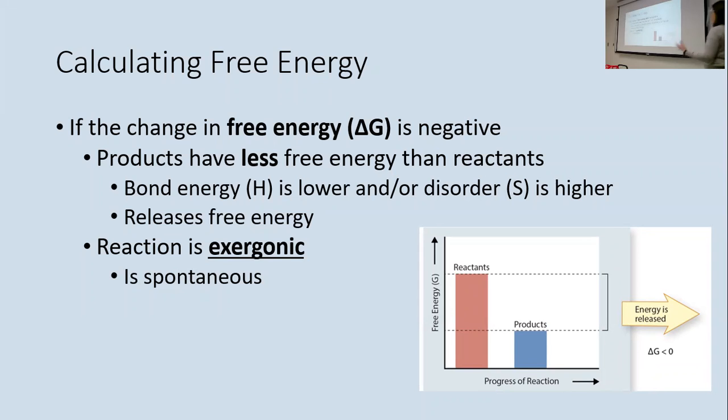And because we're going to release energy, we don't need energy necessarily to make it happen. That's going to be a spontaneous reaction, because our reactants have more free energy than the products. We call that an exergonic reaction.